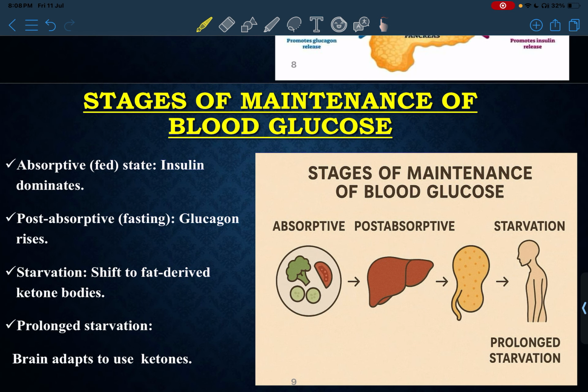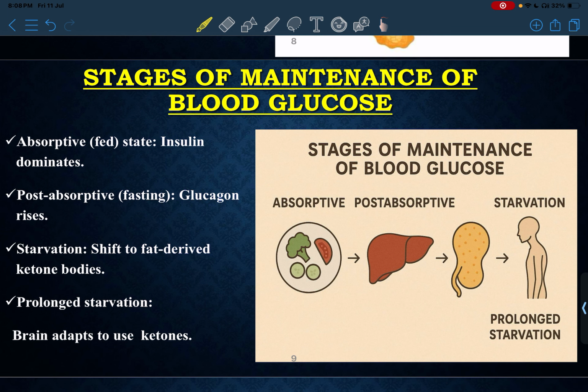Stages of maintenance of blood glucose. First is the absorptive stage. We will discuss the stages in detail after this. So let's take a look: the fed stage, when the blood glucose is high. When you take food and the amount of glucose is high in your body, our body releases insulin to manage this high level of glucose.